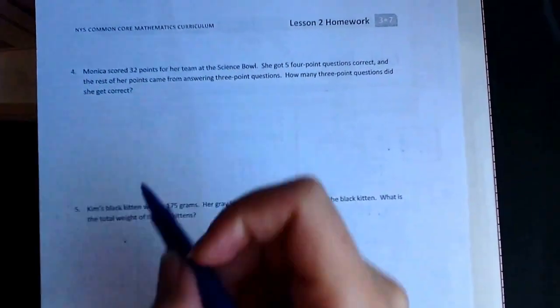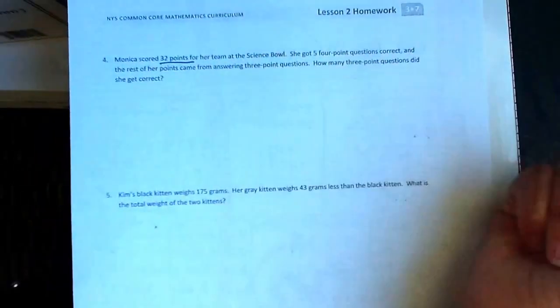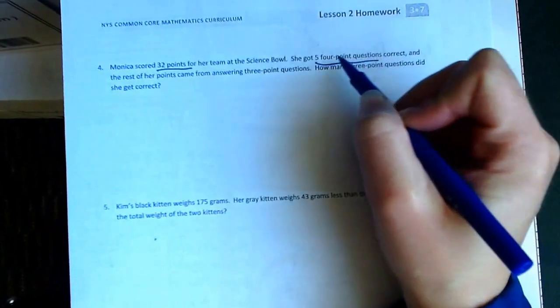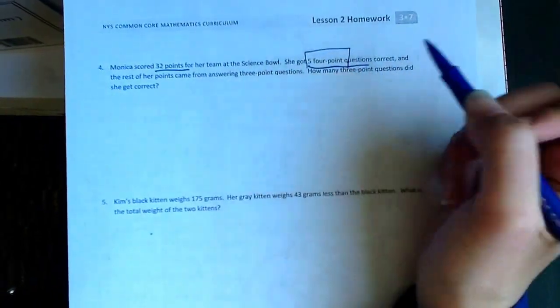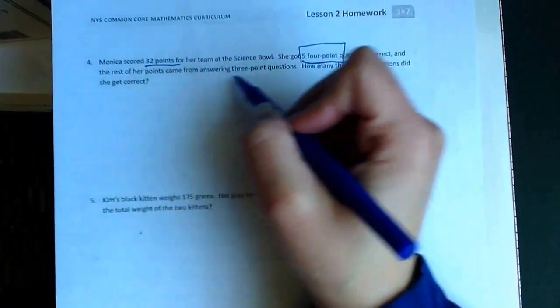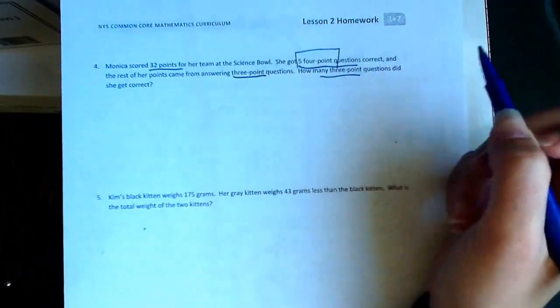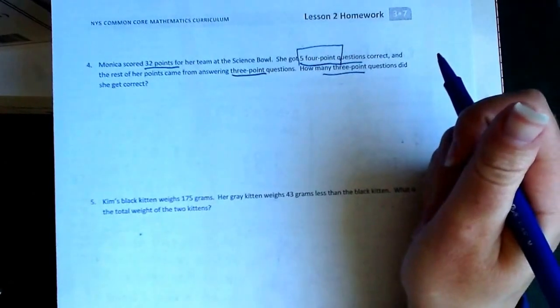Monica scored 32 points for her team at the Science Bowl. She got 5 4-point questions correct, and the rest of her points came from answering 3-point questions. How many 3-point questions did she get correct? So she got a total of 32 points. She's got 5 4-point questions correct, and the rest were 3-point questions. I want to focus on how many were 3-point questions that she got correct.